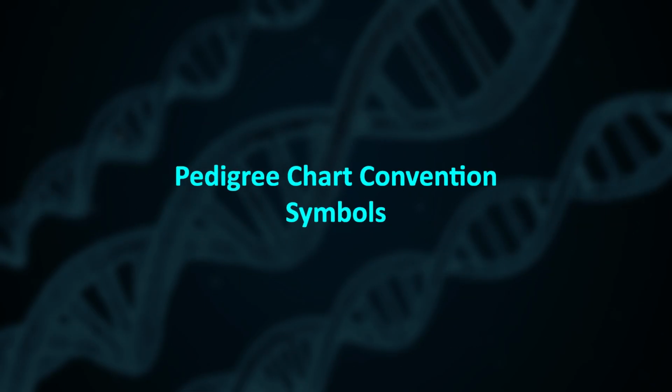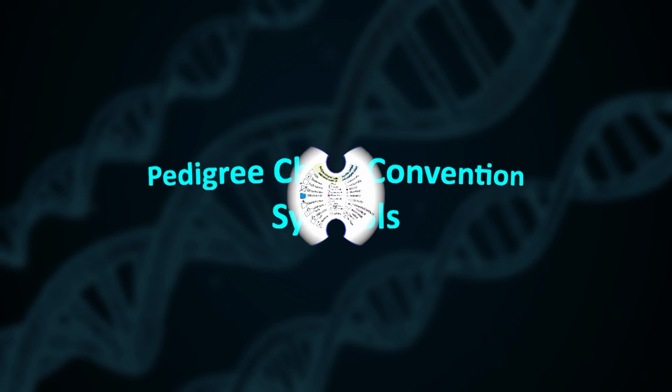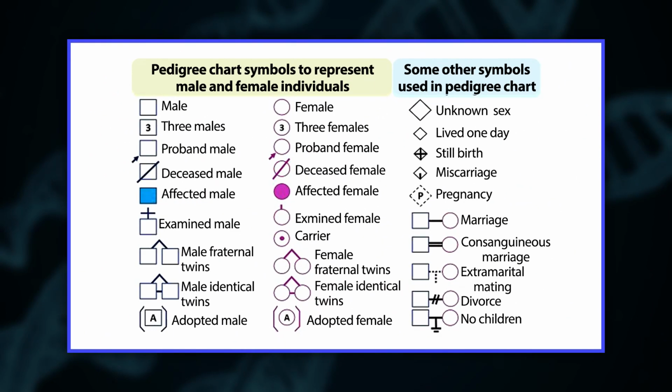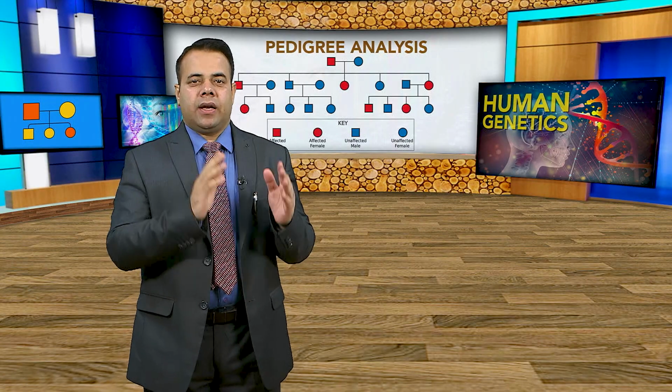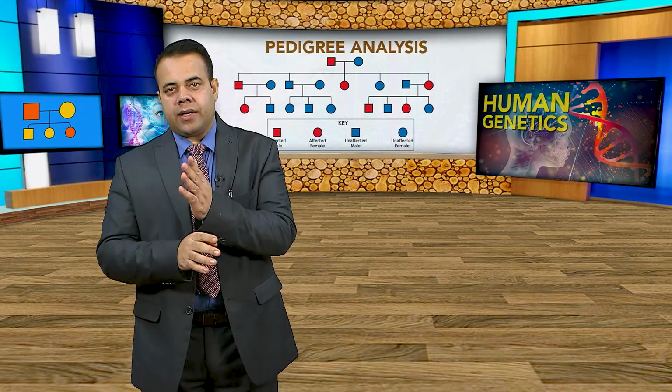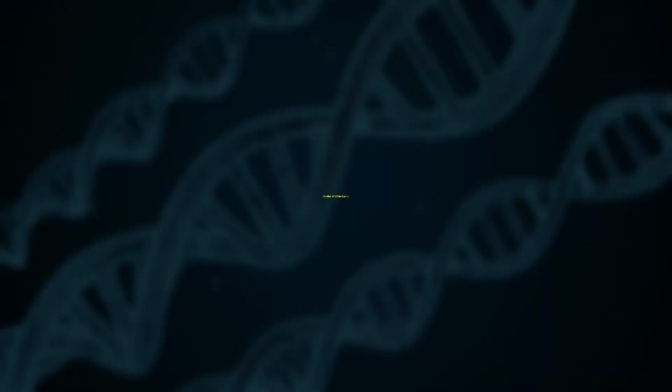Second, the pedigree chart convention symbols. In pedigree analysis, standardized human pedigree nomenclature is used. If possible, the male partner should be left of the female partner on the relationship line. Siblings should be listed from left to right in birth order, oldest to youngest.